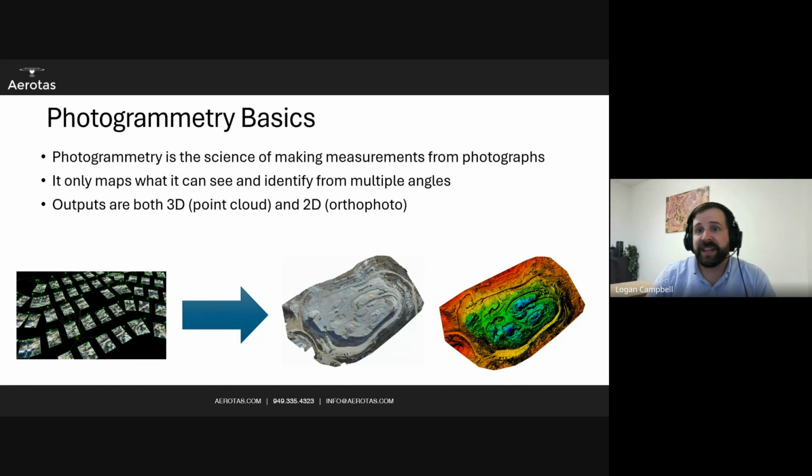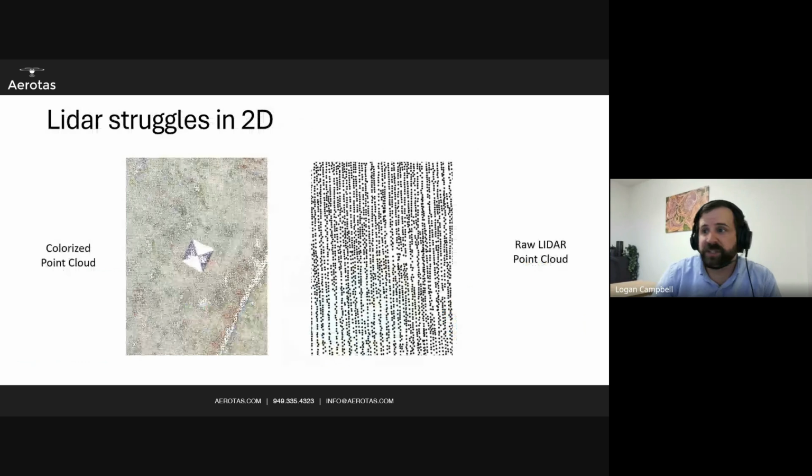The outputs then are both a 3D point cloud, much like a LiDAR system, as well as a 2D orthophoto. Those are the core outputs, and there are other derivatives, like digital elevation models, that are derivatives of orthophotos and point clouds in the process. But this is the standard process for modern digital aerial photogrammetry. And that has some benefits, meaning that it's really good in 2D.